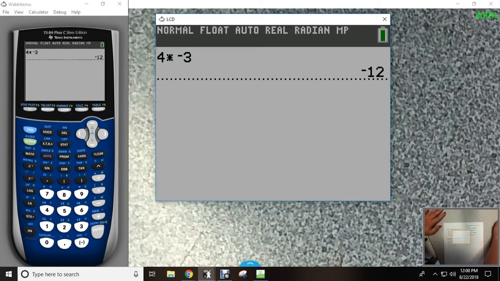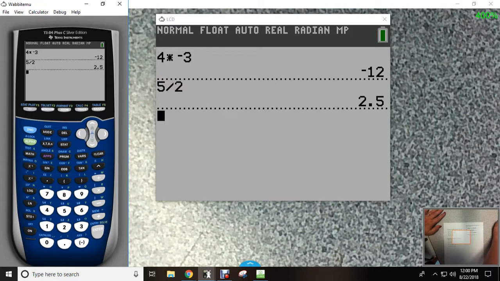To type in a fraction, I'm just going to use the divide button. Do 5, divide by 2, and press enter. Mine comes up as a decimal. Did anybody stay as a fraction 5 over 2? Okay, a couple. There's a way to set it so that it will always come up in fraction or always come up in decimals, and you can set it that way.